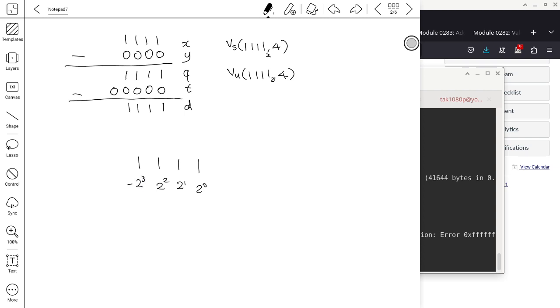I see. So you multiply these two, you get 1, multiply these two, you get 2, multiply these two, you get 4, multiply these two, you get negative 8, add them up, and you get negative 1. That's how you approach the VS whole thing, because of the VS definition.